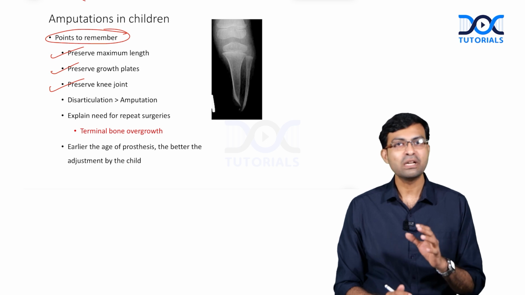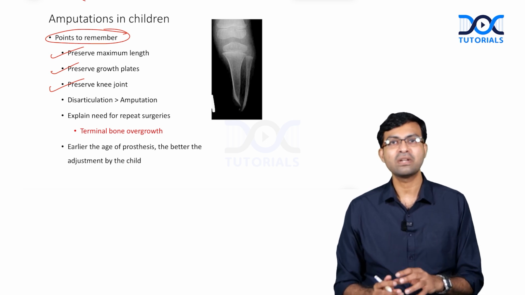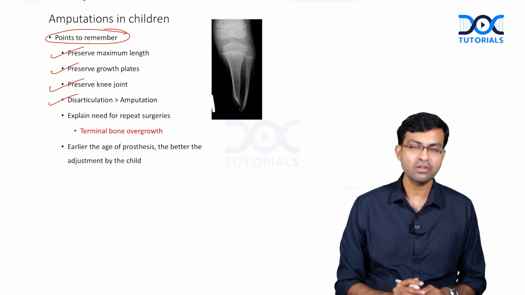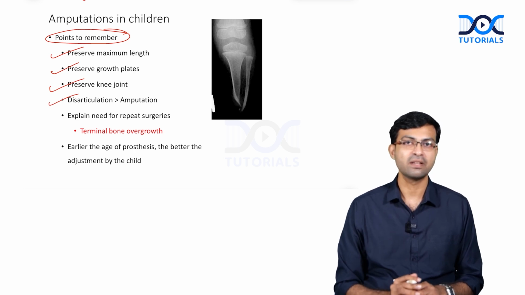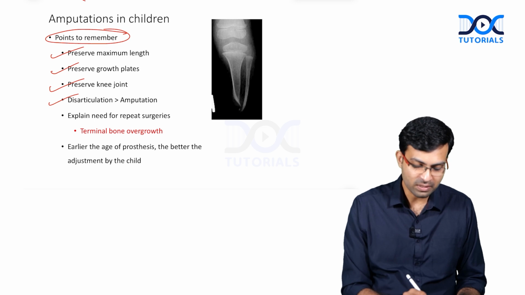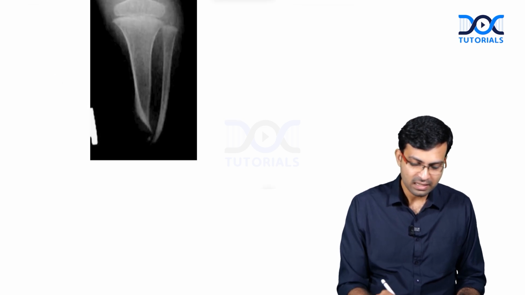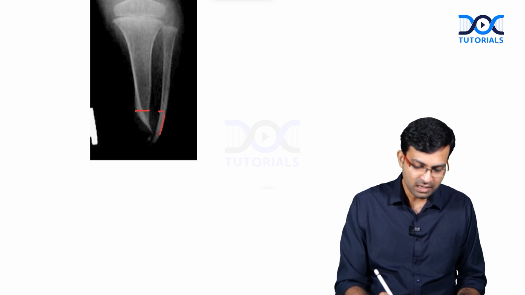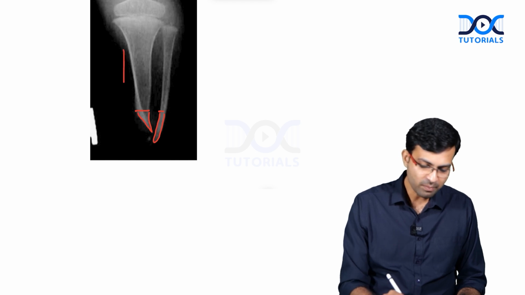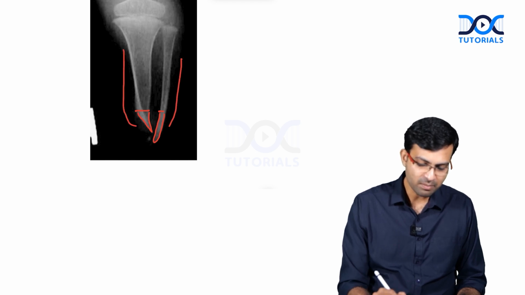If you are able to do a below knee amputation, do a below knee amputation rather than an above knee amputation. Prefer disarticulation more than amputation. Why is that? Because if you do an amputation, there is a high risk of something called terminal bone overgrowth. What is that? See here, this child had an amputation at this level, but you can see the bone has overgrown into sharp spikes like this. This is new growth.